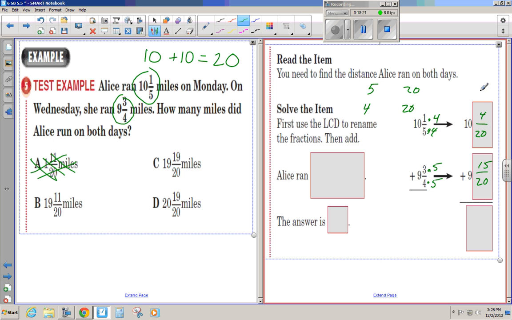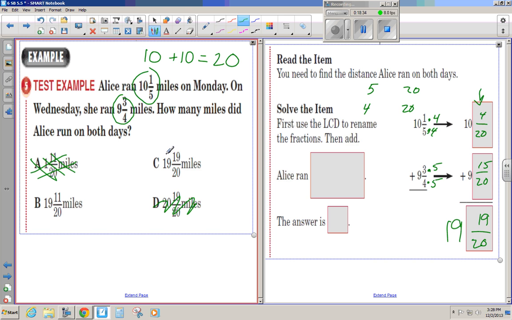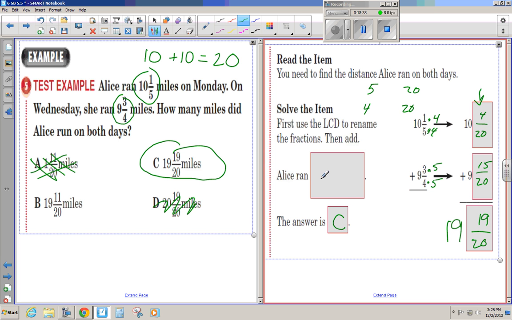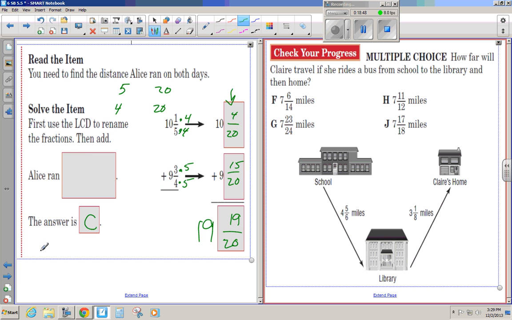And now you add the fractions. 4 plus 15 is 19/20, and 10 plus 9 is 19. So we know it's not 20. It should be an answer of C. Just go ahead and leave this one blank.